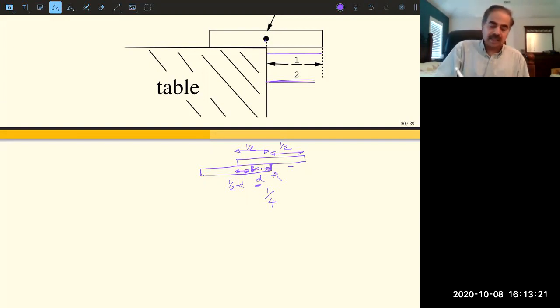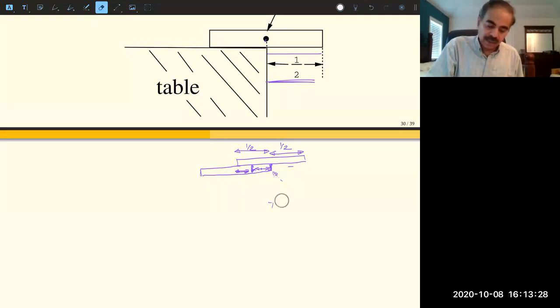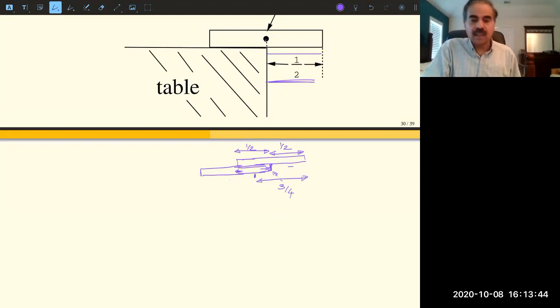So the combined center of gravity of the two blocks is going to be, let me clear out this part, the center of gravity of the two block combination is going to be 3/4 from the end, right? Because this is half, and we said this is going to be 1/4.